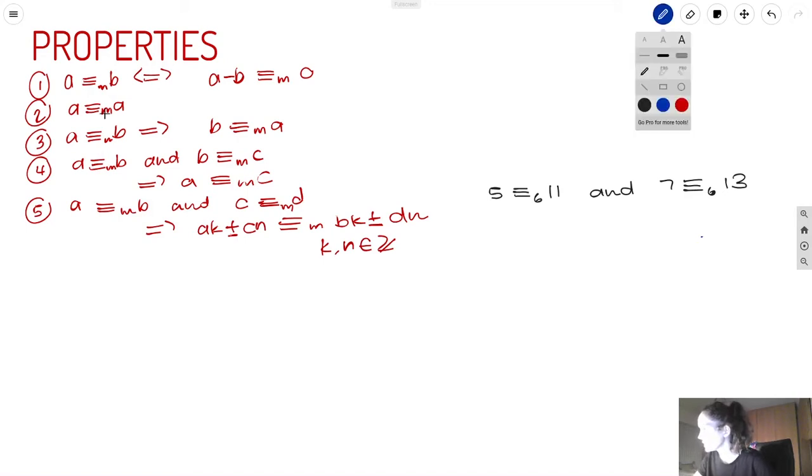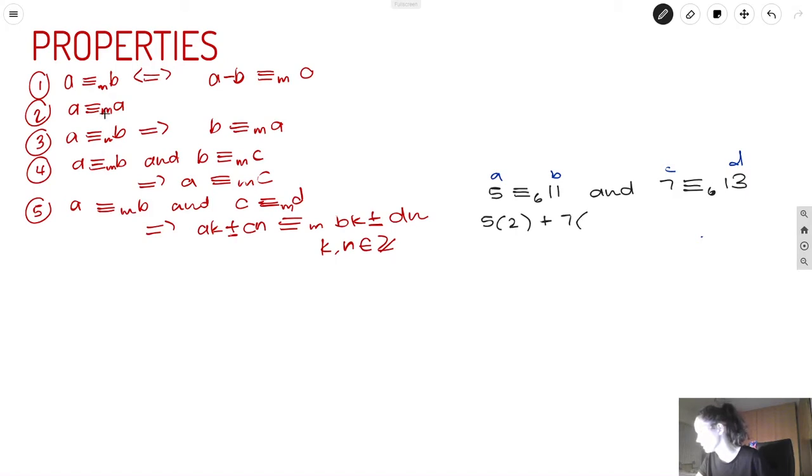So you can see this is kind of being the A, this is the B, this is the C, and this is the D. So now what we're going to say is we can have any two integers k and n. So we can say 5 times 2 plus 7 times 3 is going to be congruent to, once again, 6. So we use the same m.